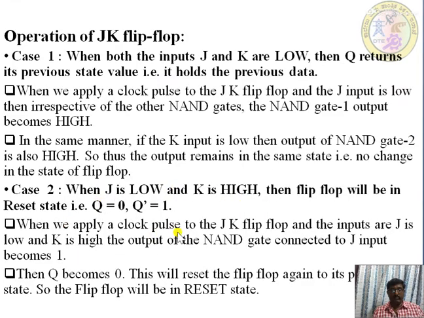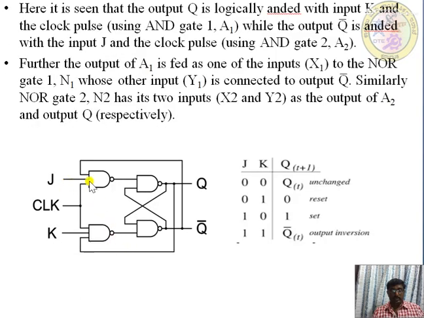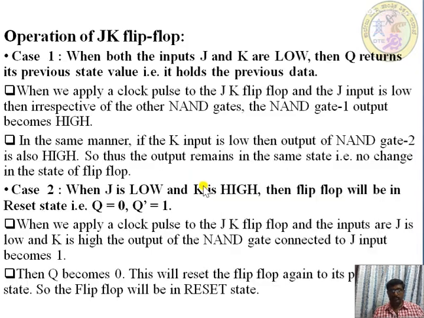So when J is equal to 0 and K is equal to 1, it will be in a reset state. When we apply a clock to the JK flip flop, the J is low and K is high, the output of the NAND gate connected to the J input becomes 1. See here, J is equal to 0, so it will be 1, and K is equal to 1. Whatever the previous value, the output will be 0. When Q becomes 0, this will reset the flip flop, so the flip flop will be in a reset state.